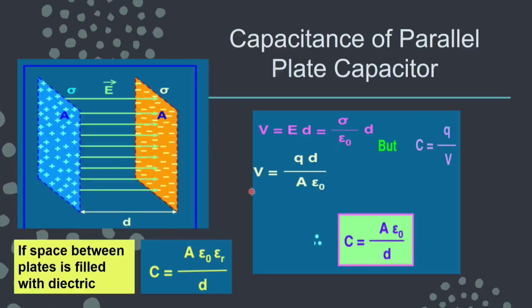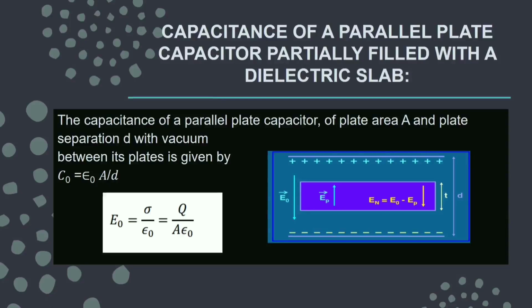This is just to revise your previous lecture, because we have to use this formula for the capacitance of the parallel plate capacitor in the next slide, and that should be your previous knowledge. Now I want to find the capacitance of a parallel plate capacitor which is partially filled with a dielectric slab. This is the parallel plate capacitor, with two parallel plates separated by a small distance d, as we have assumed earlier.